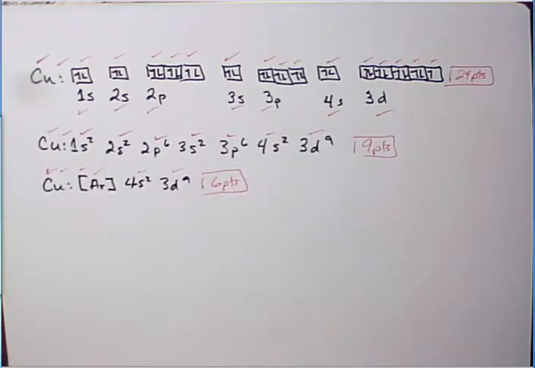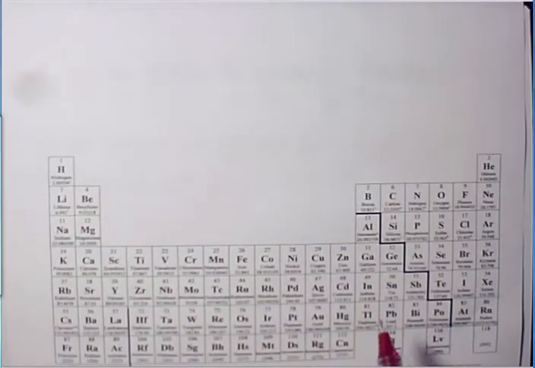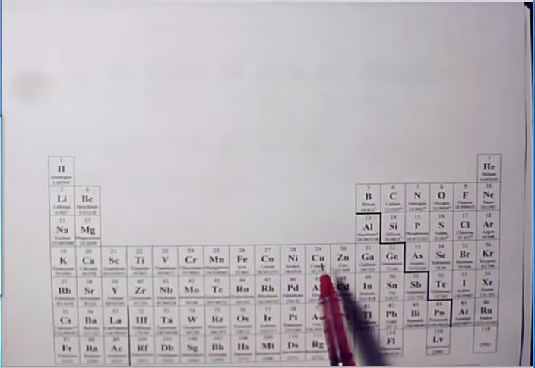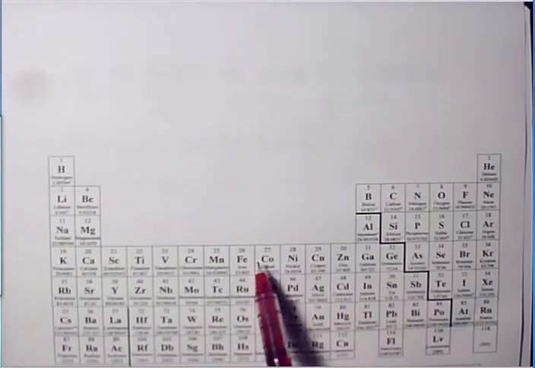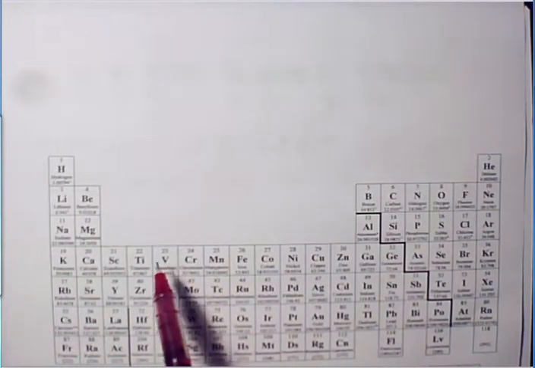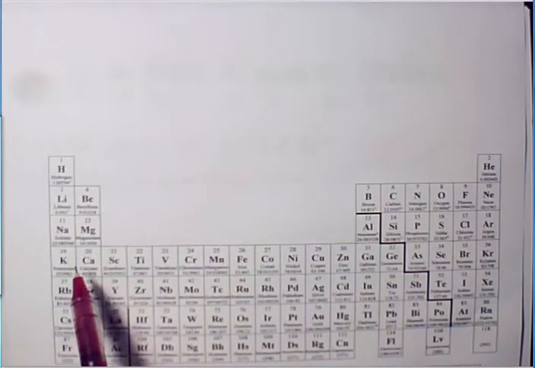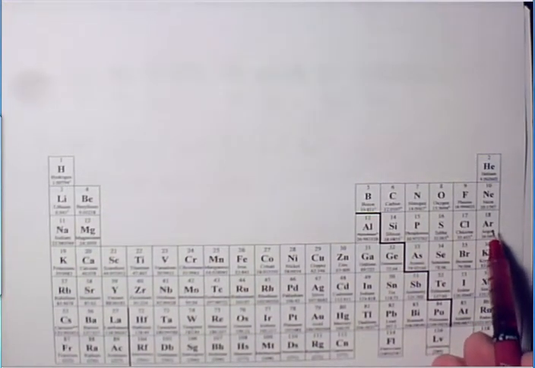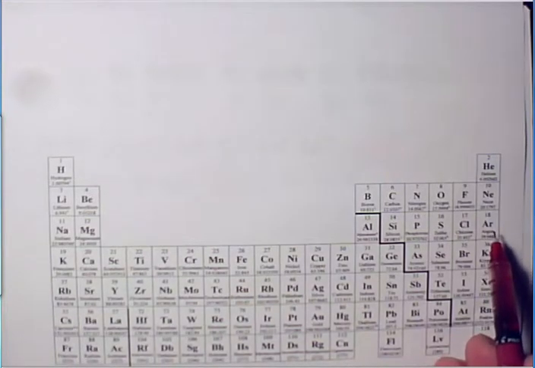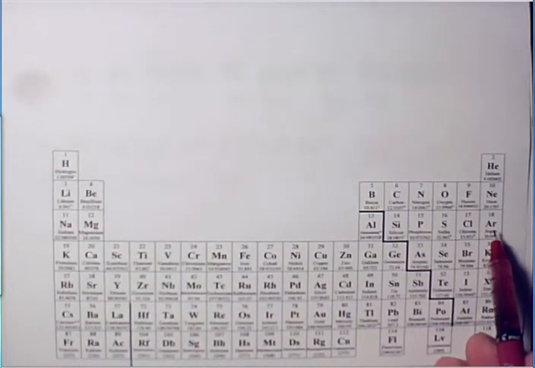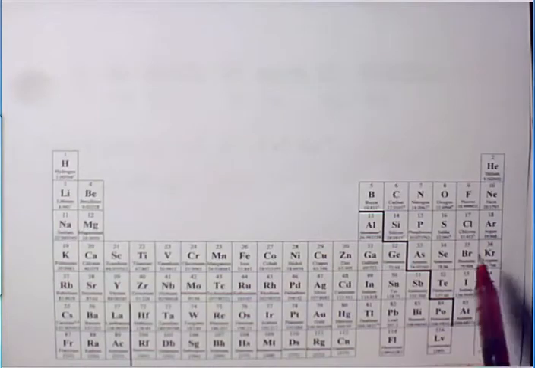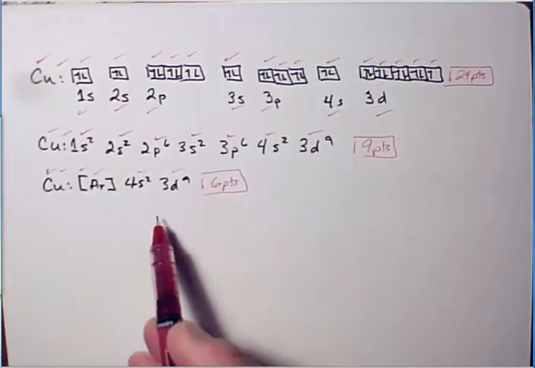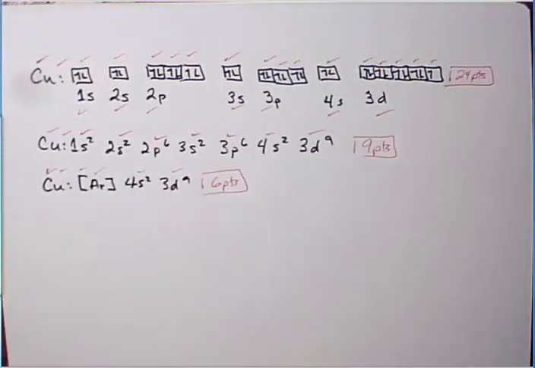Because it's the next lowest noble gas. Yes, it has to be the next lowest noble gas. You have to go from here, and this is 29, 28, 27, 26, 25, 24, 23, 22, 21, 20, 19. Ding, ding, ding. There's a noble gas. That makes sense? That's all you got to do. Just find the next lowest noble gas. Plug it in and take out the corresponding electron configuration for that noble gas.